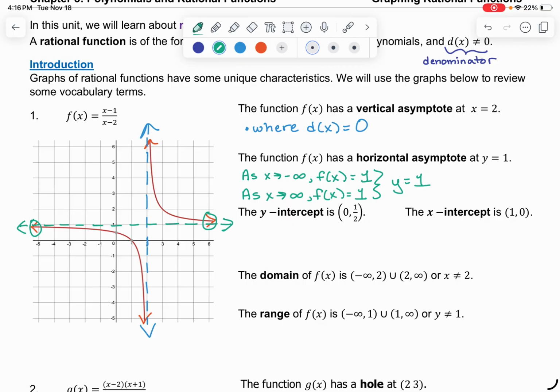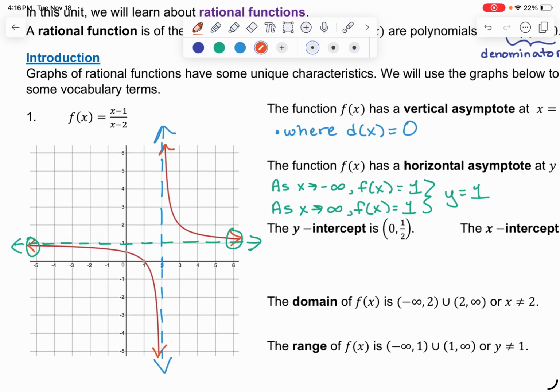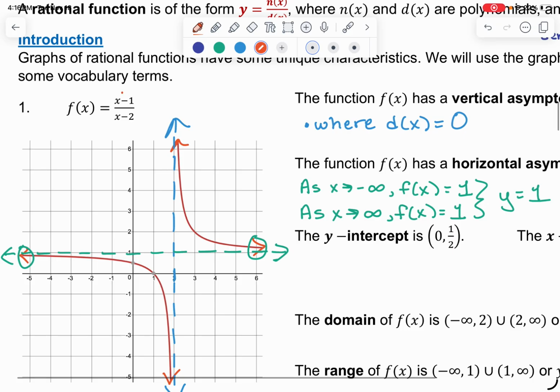Okay, now how do we find that horizontal asymptote? We'll talk about this more in detail when we consolidate our learning, but you want to look at the degree of the numerator, which is x to the first, and the degree of the denominator, also x to the first. If these degrees are the same, we say that the degree on top is the same as the degree on the bottom. Okay, and if the degree on top is the same as the bottom, you use the leading coefficients. So we have 1x minus 1.